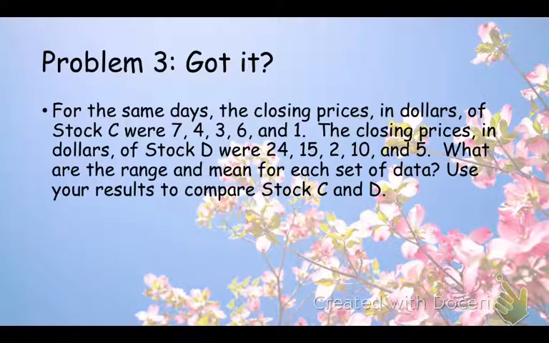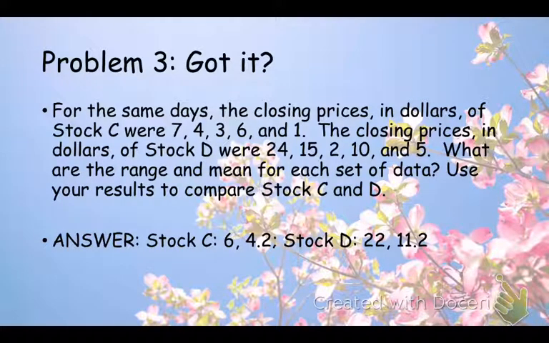All right, welcome back. Here is your answer for problem 3, got it. Stock C, we've got 6 and 4.2. For stock D, we've got 22 and 11.2. And again, it does ask in the question for us to compare our results. So for this, stock C had a range of 6 and a mean of 4.2, while stock D had a range of 22 and a mean of 10.8 over this 5-day period. I'm sorry, not 10.8, 11.2.